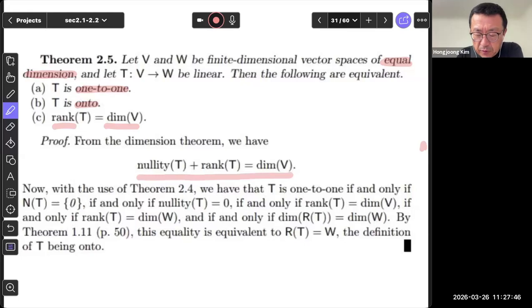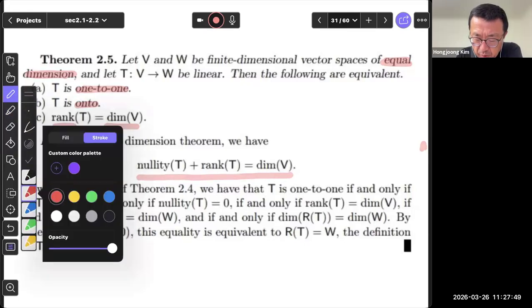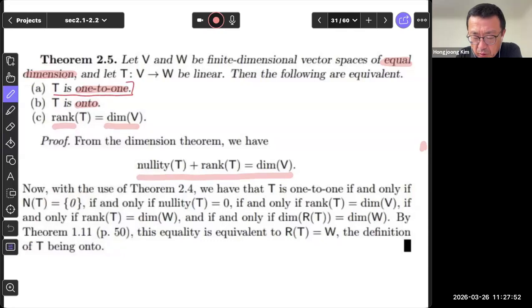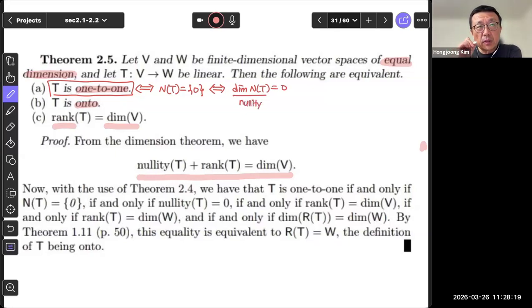So, if the mapping is one-to-one, this is equivalent to saying the null space of T is the 0 space. That is equivalent to saying that the dimension of the null space is 0, and that dimension is called the nullity. So T is one-to-one. Statement A is equivalent to saying that the nullity is 0.